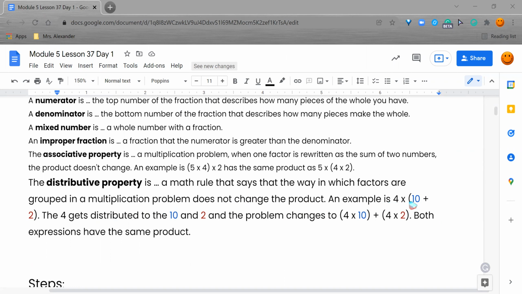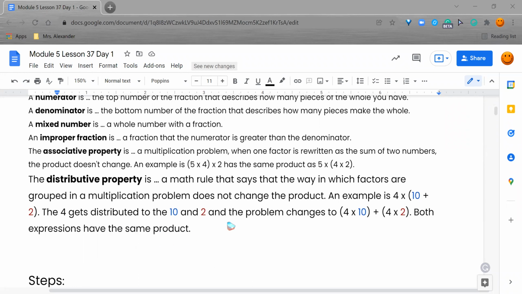We have 4 times the quantity of 10 plus 2. The 4 gets distributed to the 10 and the 2, and the problem changes to the quantity of 4 times 10 plus the quantity of 4 times 2. Both of these expressions have the same product. Now let's keep moving on.